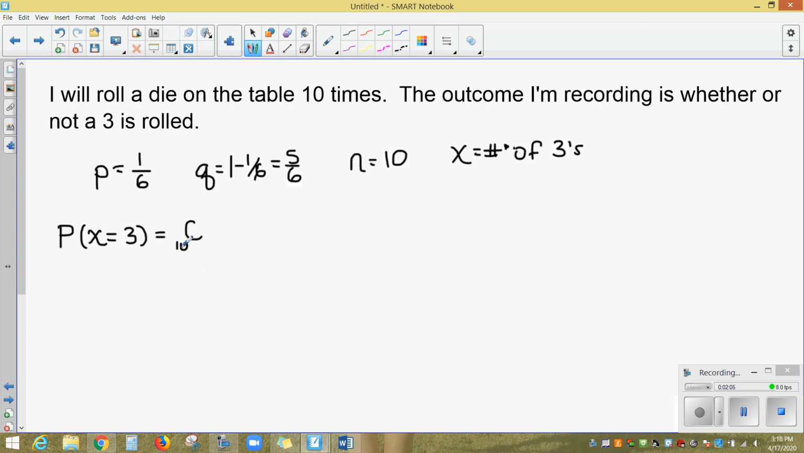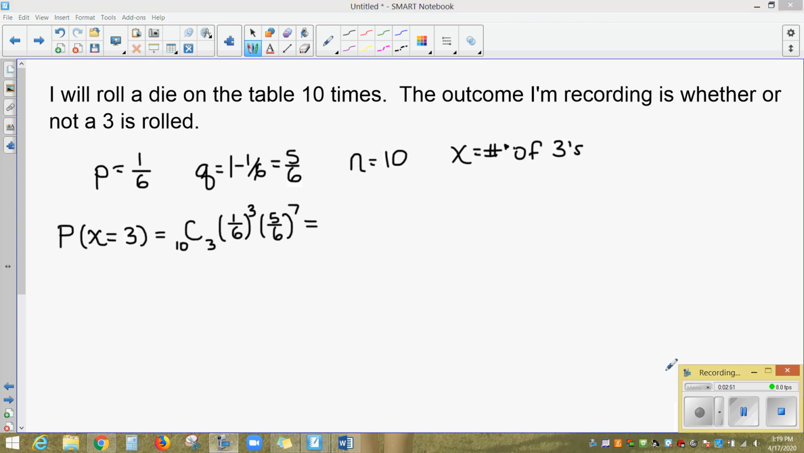So my coefficient out in front: there are 10 times I'm repeating this experiment, and I want 3 successes. Remember, my p and my q go here, and my p is raised to the power of x, which is how many successes I want. So if I want the probability that I will roll a 3 three times, I have 3 successes, which goes here, and that means I have 7 failures. We could go back to the tree diagram. I'm hoping your book does that so I don't have to draw a bunch of trees, but it goes back to adding up multiple branches of the trees.